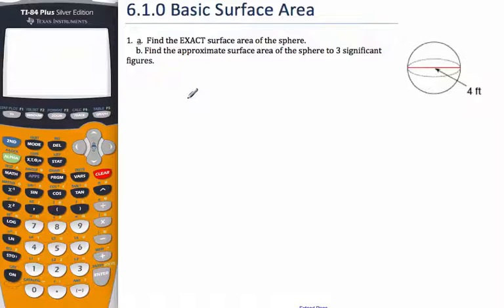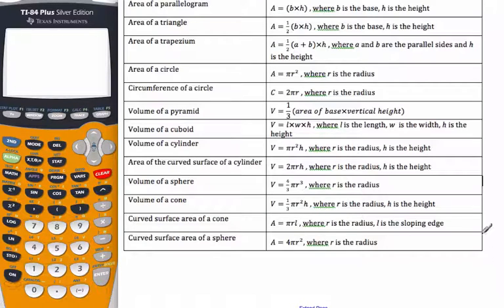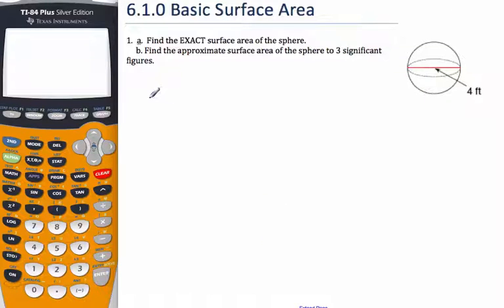We're going to do some basic surface area scenarios here today. Question 1 says, find the exact surface area of the sphere. Well, a sphere is like our basketball kind of scenario, and I can only find that if I know what the formula is for that. Conveniently, we have our formula sheet. I want the curved surface area of a sphere, which is right here on my formula sheet, 4 pi r squared.